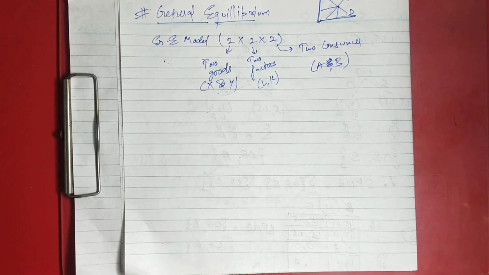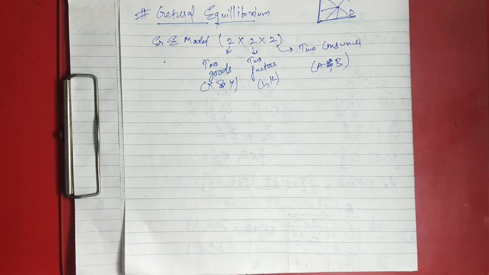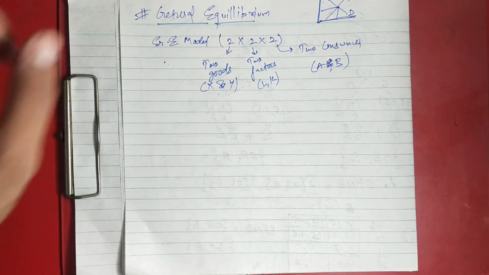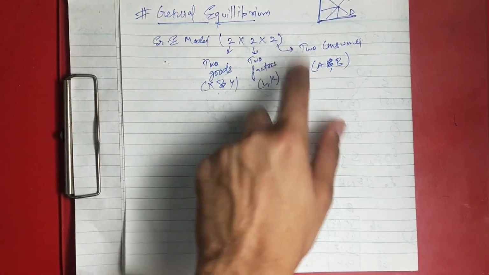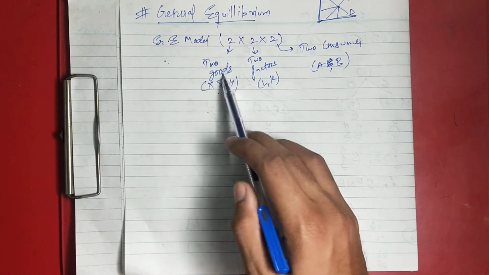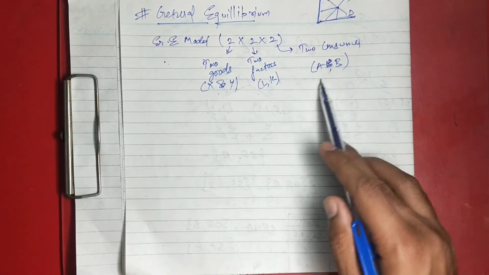Okay, so both the models are important, and it basically depends upon the issue being investigated. You have to determine according to your issue which model is best for you. So okay, this was the introduction. Now we will start our general equilibrium model, which is also known as the 2 into 2 into 2 model, because we have here two goods, X and Y, two factors, labor and capital, and two consumers, A and B.